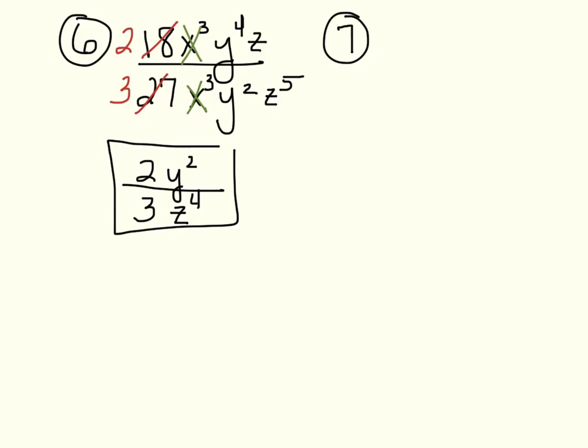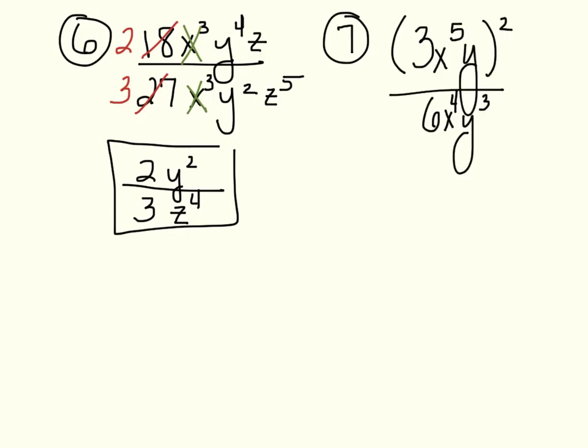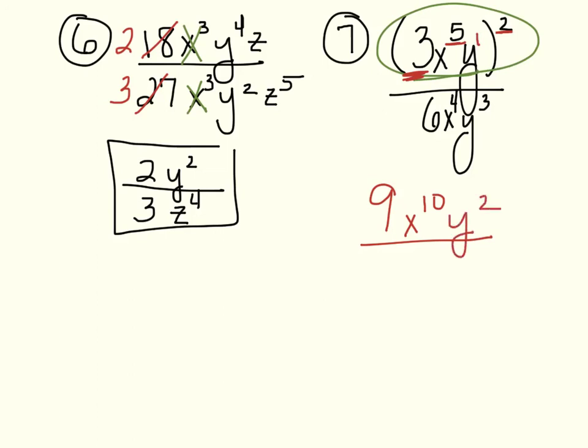Number 7. We now have to follow order of operations and use the rules we've learned in previous days. The first thing I have to do is get rid of this exponent. We're taking 3x to the 5th y squared. So let's square everything. 3 to the 2nd power is 9. x to the 5th to the 2nd. Our rule states powers to powers, I multiply them. So that gives me x to the 10th. And 1 times 2 would give me y to the 2nd. 6x to the 4th, y to the 3rd.